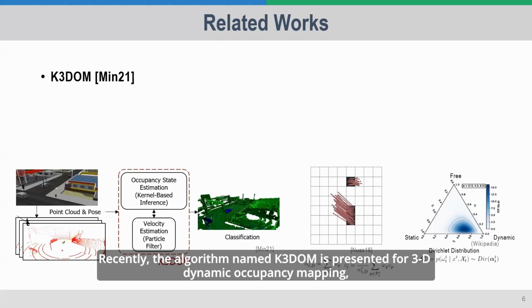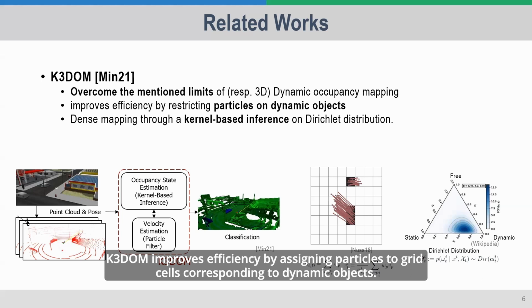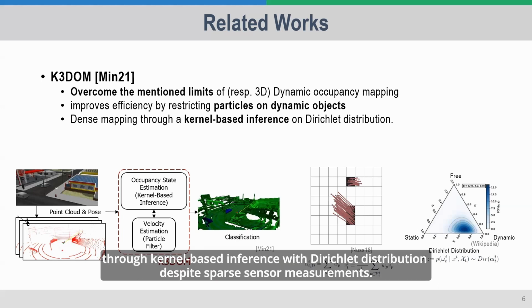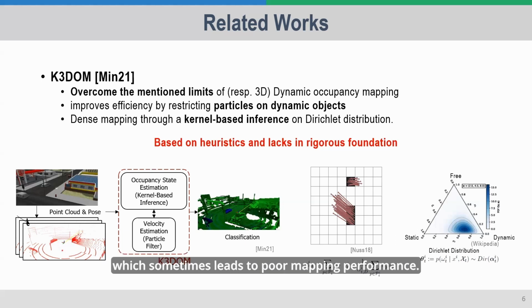Recently, the algorithm named K3-DOM was presented for 3D dynamic occupancy mapping, which overcomes problems mentioned in the last two slides. K3-DOM improves efficiency by assigning particles to ridge cells corresponding to dynamic objects. Also, K3-DOM generates dense 3D dynamic occupancy maps through kernel-based inference with Dirichlet distribution despite sparse sensor measurements. Nevertheless, K3-DOM is highly based on heuristics and lacks rigorous foundation, which sometimes leads to poor mapping performance.